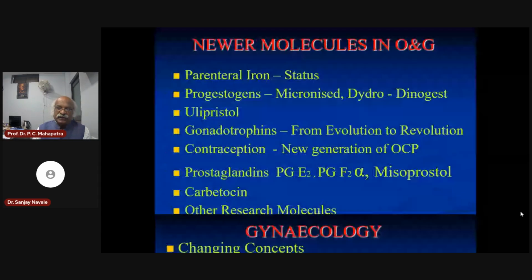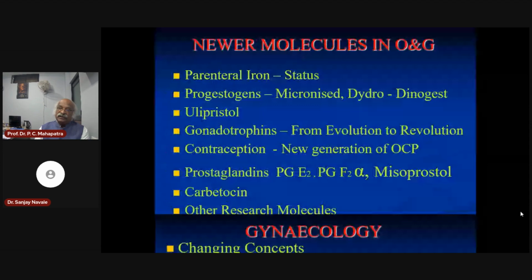Prostaglandins, we evolved from prostaglandin E2 to PGF2 alpha and misoprostol. We think misoprostol is a unique contribution of a molecule in obstetrics and gynecology because it has a wide range of activity. I have told about this misoprostol. It started with medical abortions or medical termination of pregnancy. Then it evolved as a cervical dilator and for many aspects of mid-trimester pregnancy, or even with IUFD in late pregnancy, misoprostol can be used.